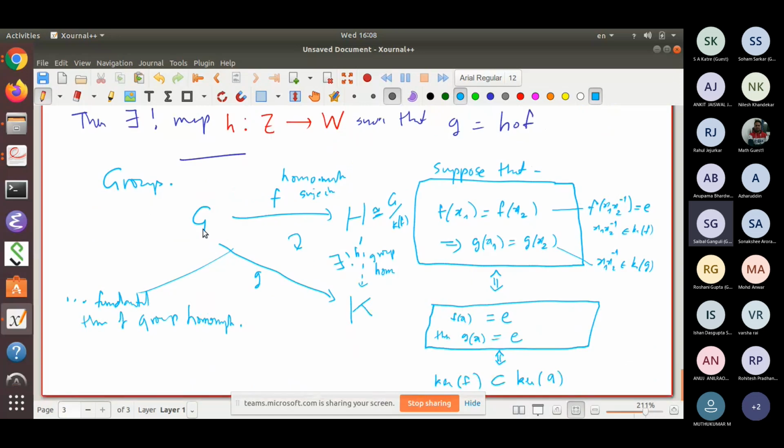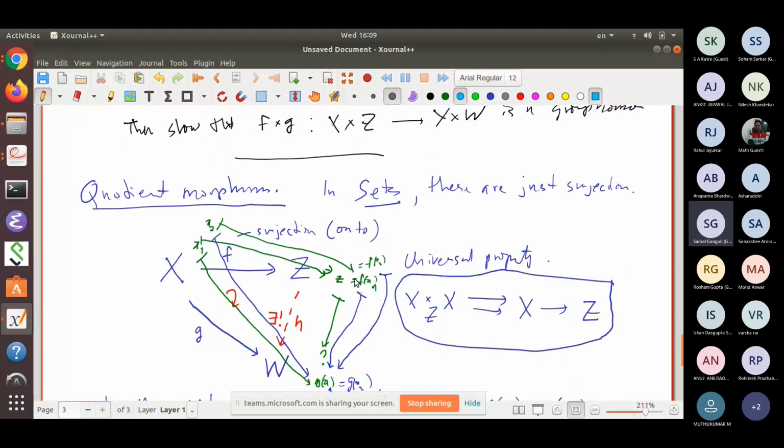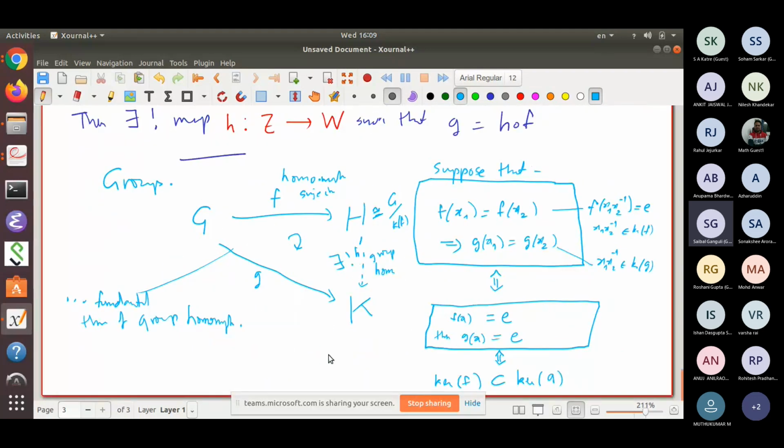See, H is a quotient of G. H is the quotient of G by kernel f. It's the quotient group. So a surjective map in sets exactly behaves like a quotient map in groups. Understood?